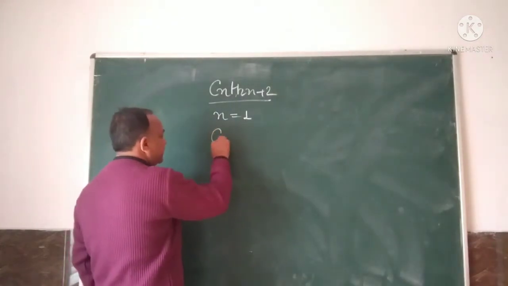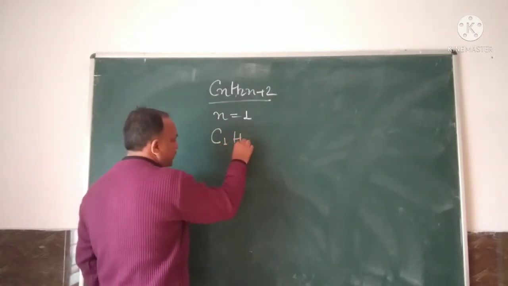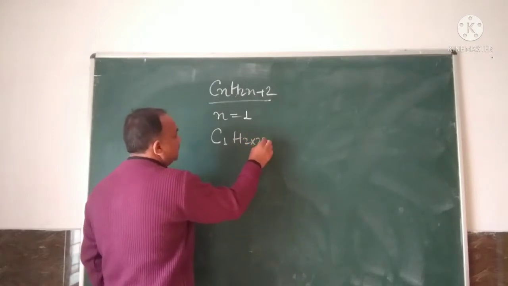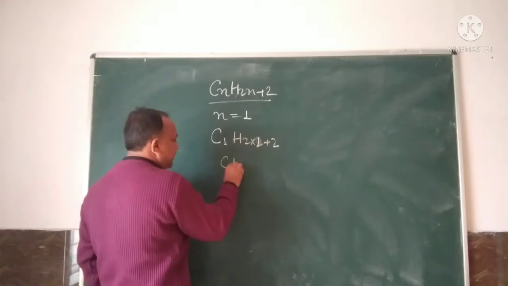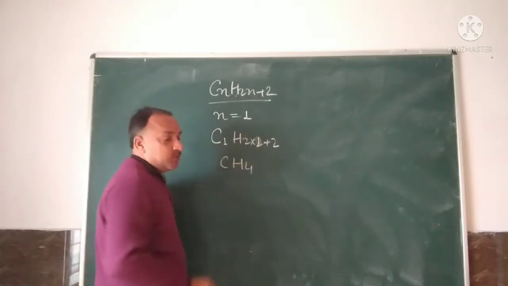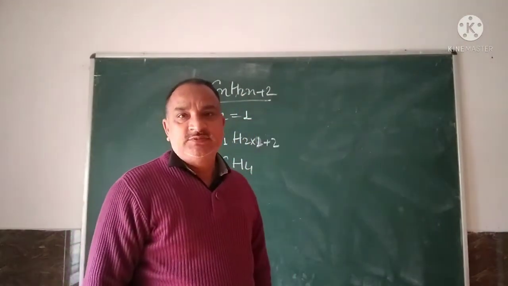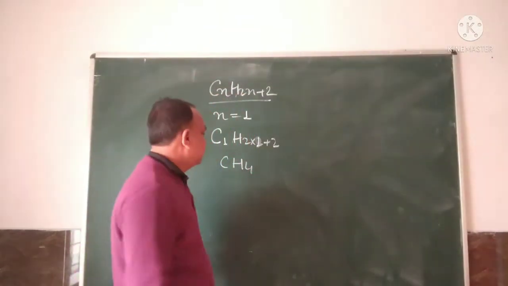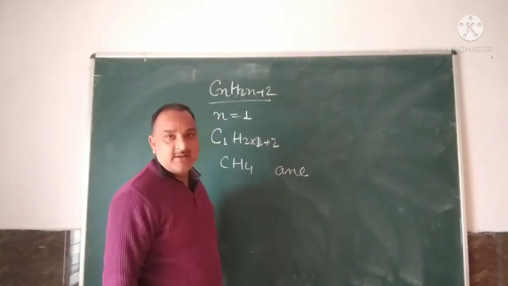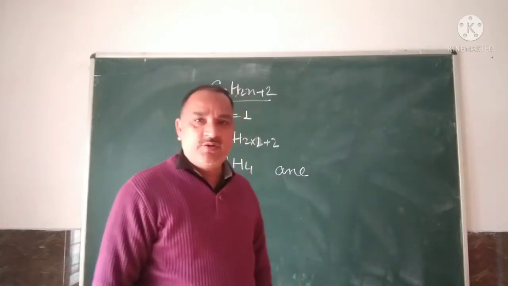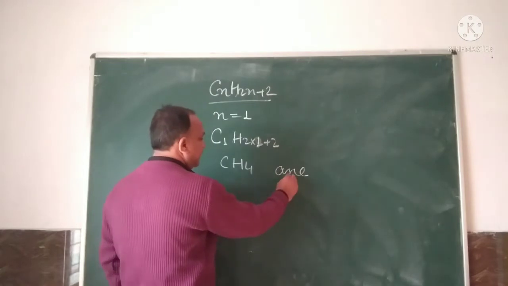Suppose n is 1, so C1, H 2 into 1 plus 2, that becomes CH4. So that is the first member of our alkane, and that is called methane. Everyone knows that the first member of the alkanes is called methane.